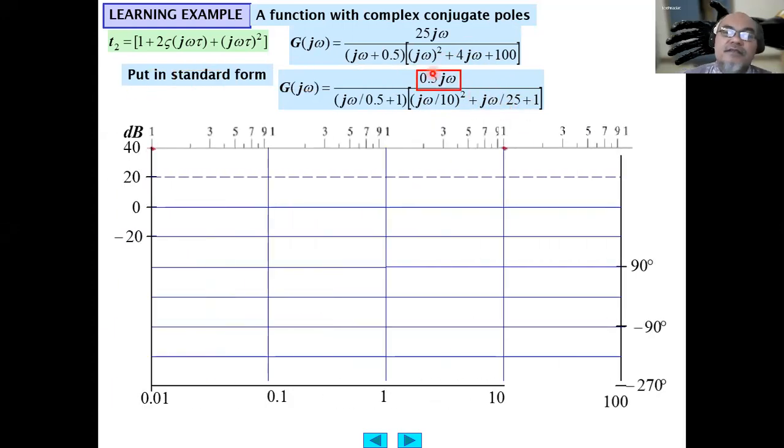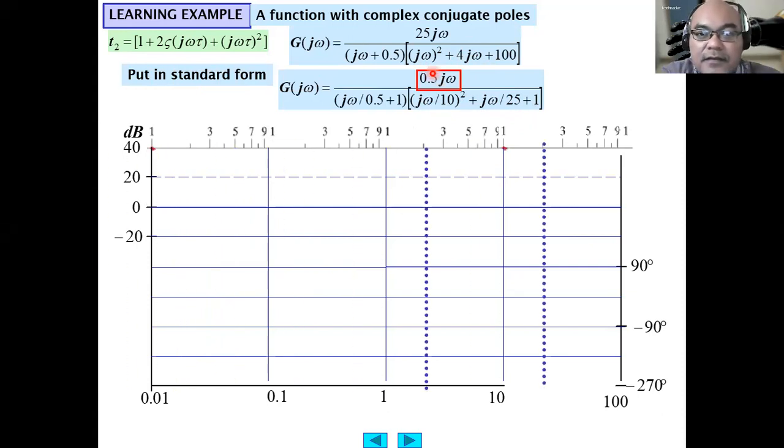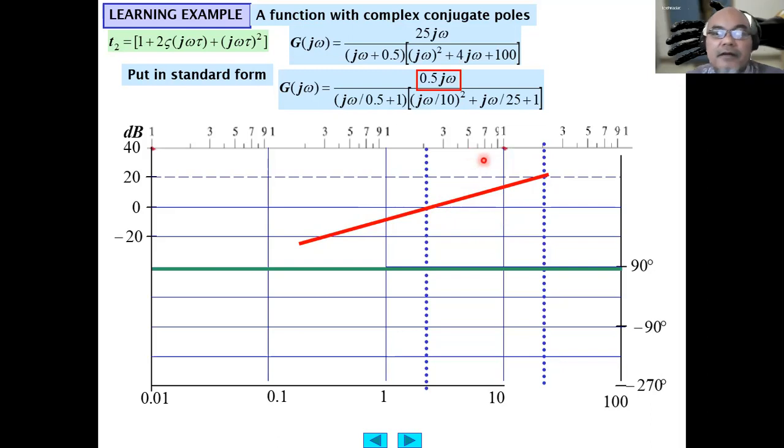Okay, so from the first zero there, the magnitude is 0 decibel at 2 radian per second, then increasing by 20 decibel per decade. After that, the phase is always 90 degrees because of the j here.